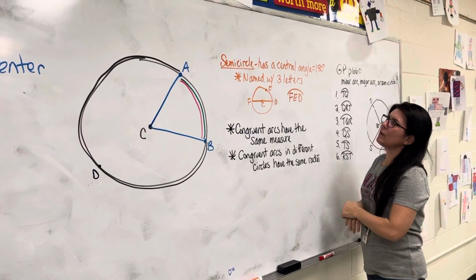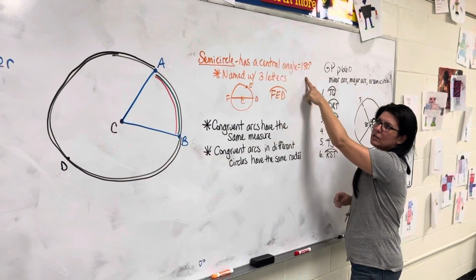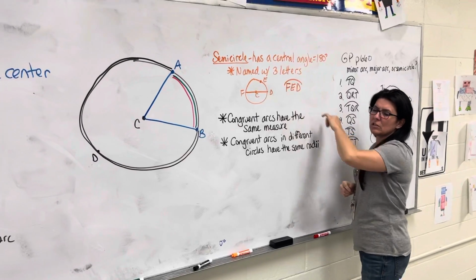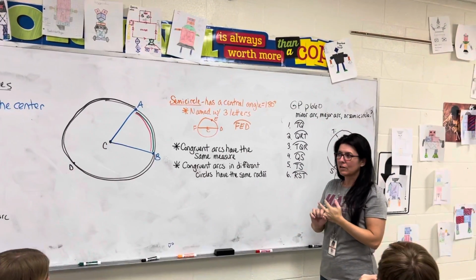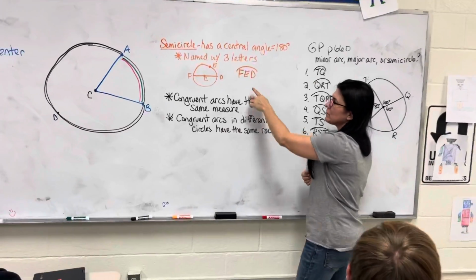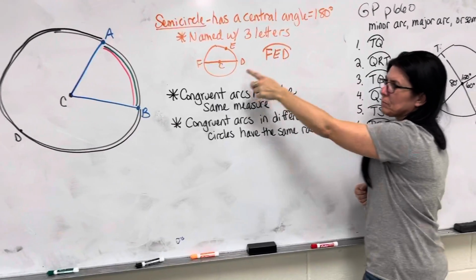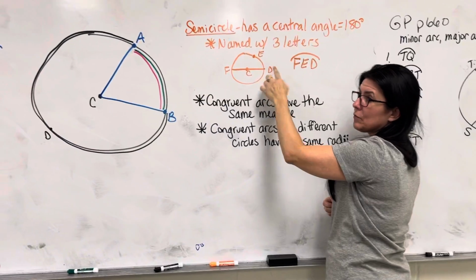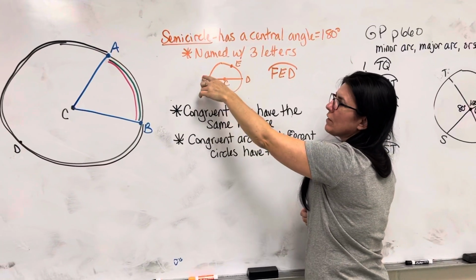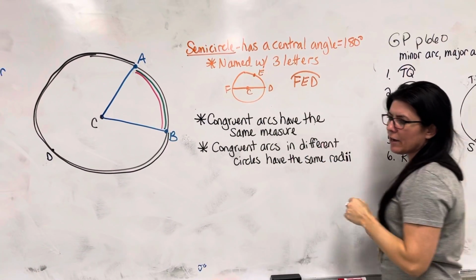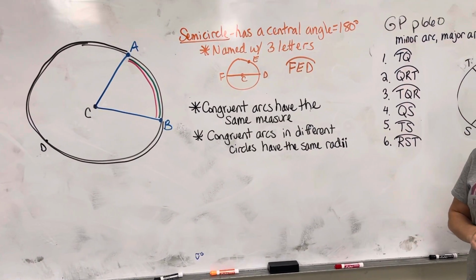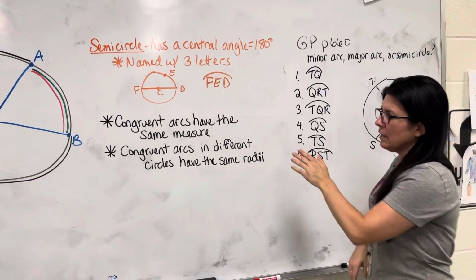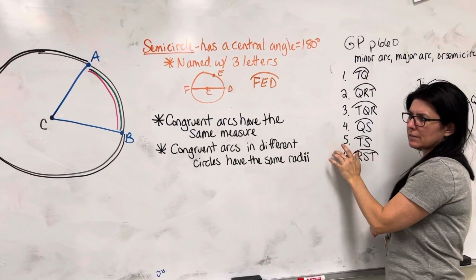A semicircle has a central angle of 180 degrees and it is named with 3 letters. So a semicircle isn't a minor or a major arc because it's exactly 180 degrees. And it's named with 3 letters. So if you know that that's the diameter, we know that this arc, FED, is going to be 180 degrees. The central angle is 180, which means that that arc is going to be 180. These 2 ideas we're going to use in some of our examples.